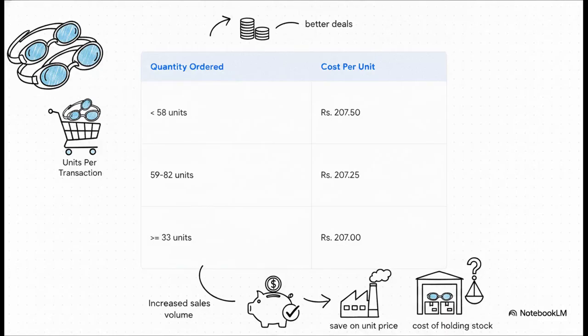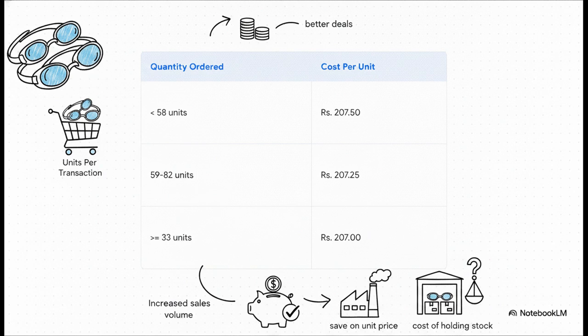Now, what's really interesting is how this plays out for retail buyers, say for something like swimming goggles. The quantity discount model helps buyers get better deals by increasing their units per transaction. Check out the tiers here. If you order fewer than 58 units, it's 207 rupees and 50 paise per unit. Stepping up to the 59 to 82 range drops the price to 207.25. And if you order in bulk, say 83 or more, it's a flat 207 rupees.